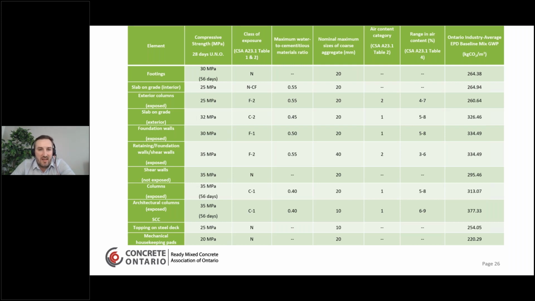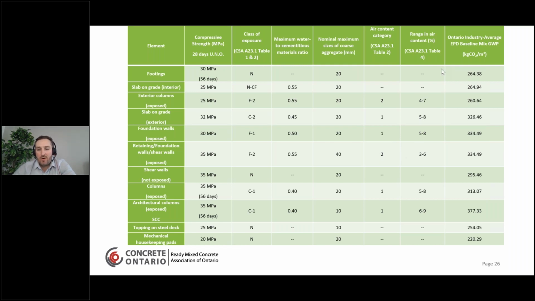So you will see tables like this in a lot of different projects. You need to indicate as a specifier and as an owner, what are the elements you're going to be pouring, what's the compressive strength associated with those elements, what's the class of exposure that needs to be used? Is it going to be exposed to just freeze-thaw? Is it going to be exposed to chlorides? Is it an internal application where it's not exposed to anything? There's water cement ratios that go along with those classes of exposures, air content categories, air ranges.